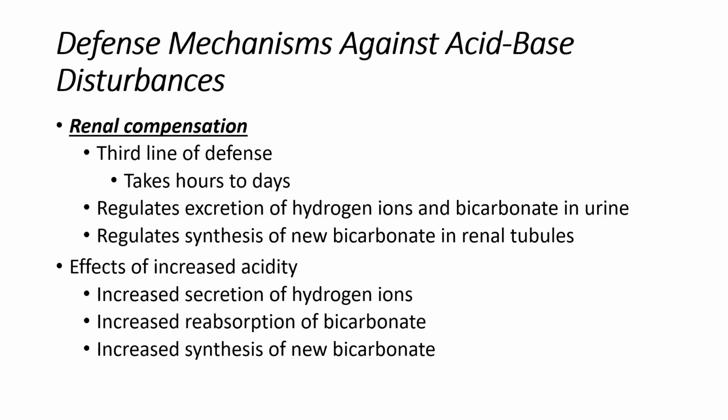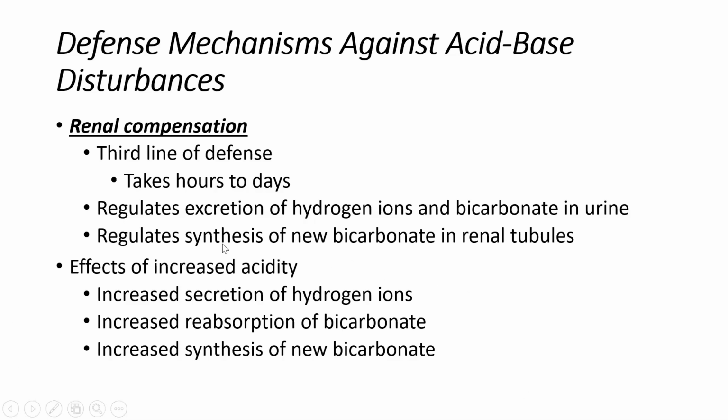And then a third way that the kidneys can chip in and correct disturbances is by creating new bicarbonate. Across the epithelial cells of the tubules, the kidneys have a way of making new bicarb. So we can reabsorb bicarb from the urine, from the filtrate, but we can also create or synthesize new bicarb as a mechanism of correcting acid-base disturbances.